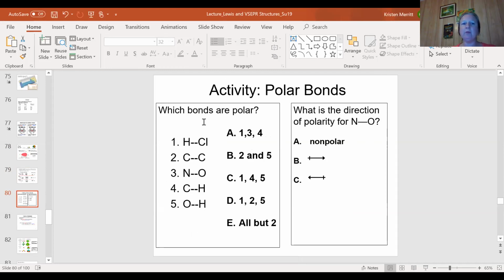Which bonds are polar? Where do you have a difference in electronegativity? Notice that these are all covalent bonds, all right? Because this has to be for covalent bonds, shared electrons. You have to have a difference in electronegativity. The only time in this class we do not have a difference in electronegativity is if we have the same atoms. We're not doing the measurement thing, which means that 1, 3, 4, and 5, or all but 2, E is the answer.